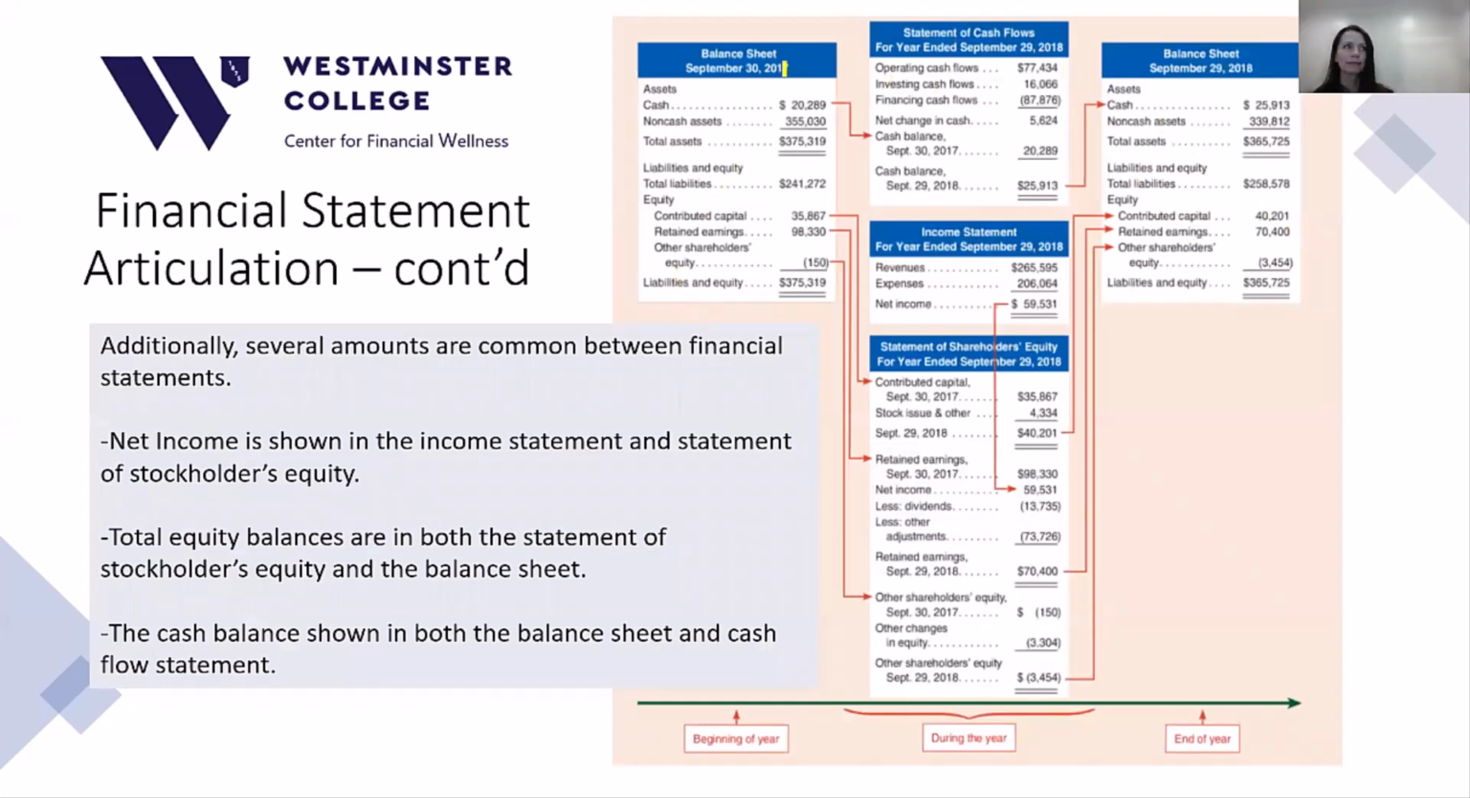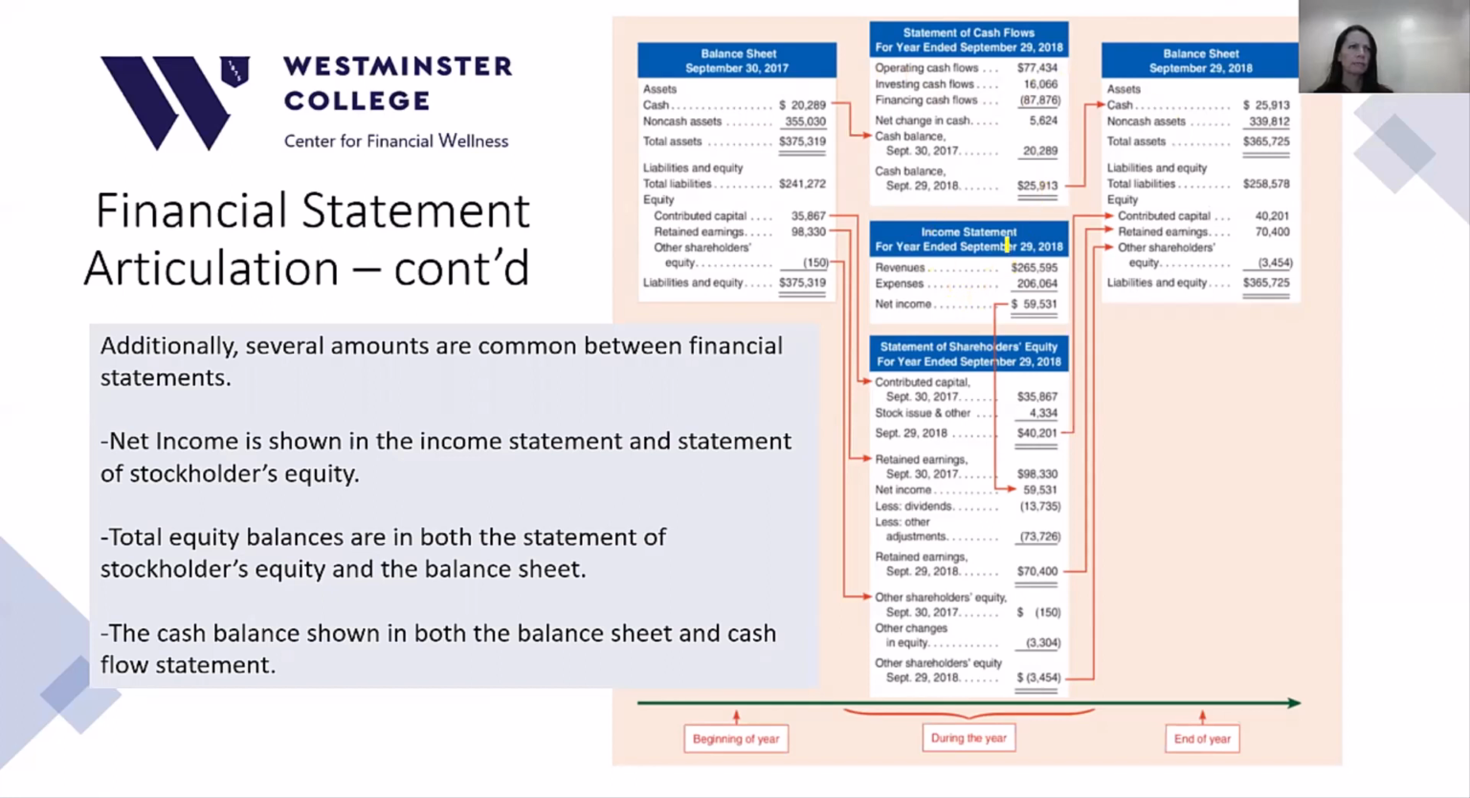So this is the same thing. I've got a balance sheet right here. I've got a statement of cash flows, income statement, statement of stockholders' equity, and then I've got a second balance sheet. So we can see the same relationship as I saw on the previous slide. This particular slide, however, provides some more information. It helps us see that there is specific data that is shared between financial statements. I'm just going to show you a few.